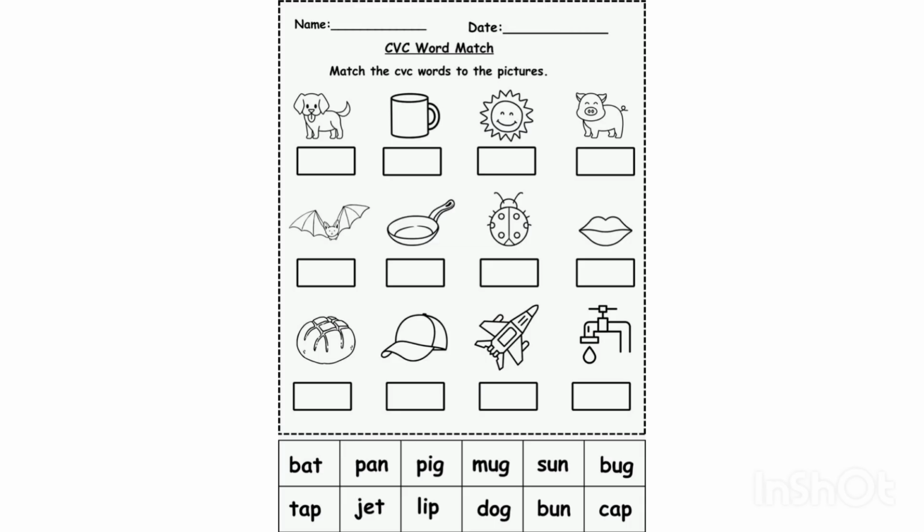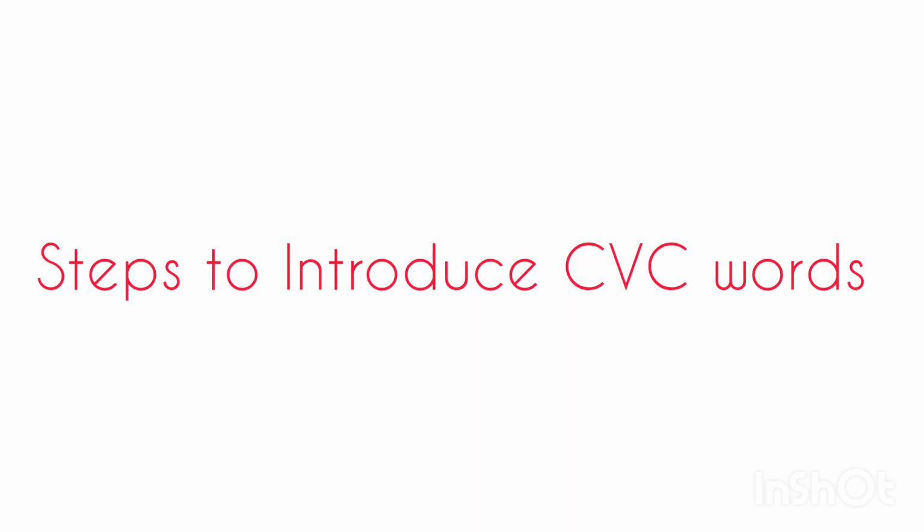The next worksheet you can see here, I have given in the box below. We have given all the CVC words together and they have to pick those words and match them. See, the first picture is a dog. So they have to read all the letters, find the word dog, and match it.